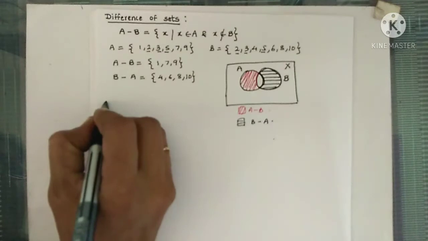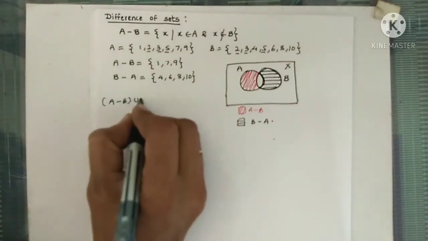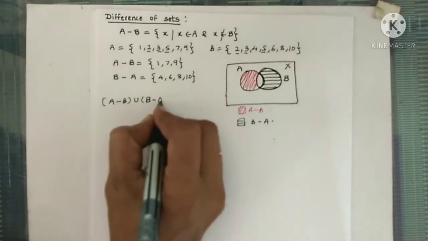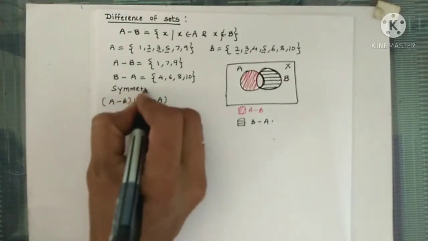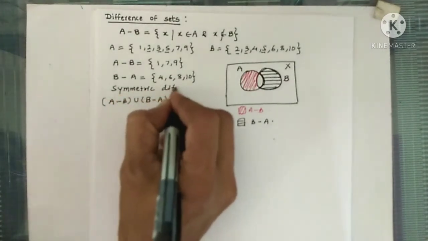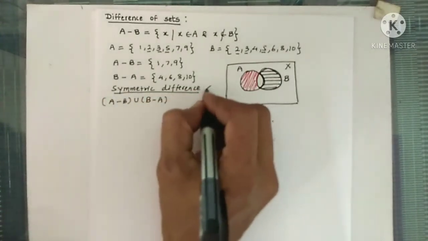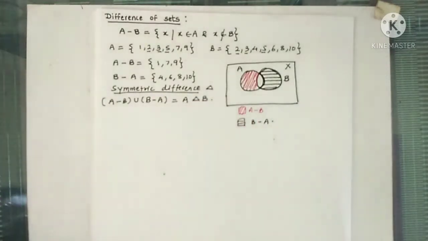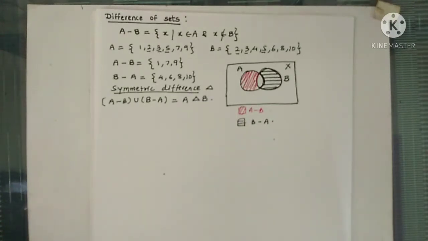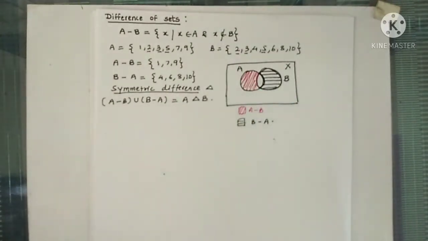Now together this difference, A minus B union B minus A, is known as the symmetric difference, and this is denoted by delta, a small triangle. Here we have to draw the triangle. So A triangle B is A minus B union B minus A. So we have to take this whole shaded portion together to write this symmetric difference.